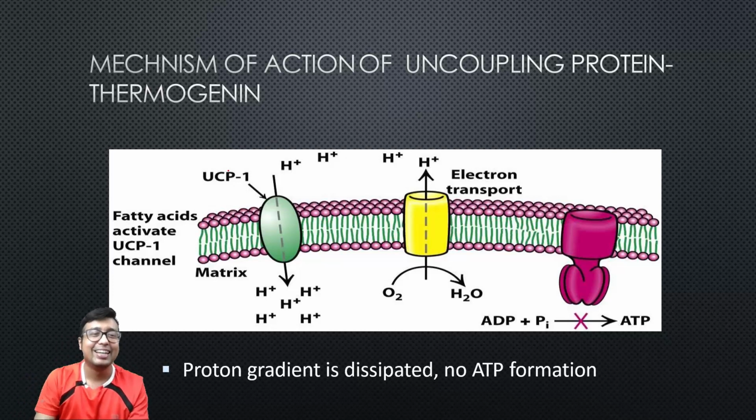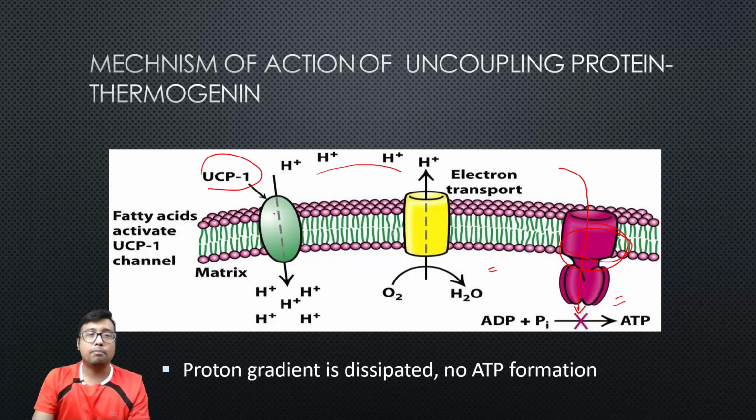Okay, now UCP1: what it does is disrupt the proton gradient. During each and every electron transport, a proton gradient was being formed, which is nothing but excess H+ in the intermembrane space and less H+ in the mitochondria. This proton gradient originally passes through the ATP synthase, and that energy is utilized in the production of ATP.